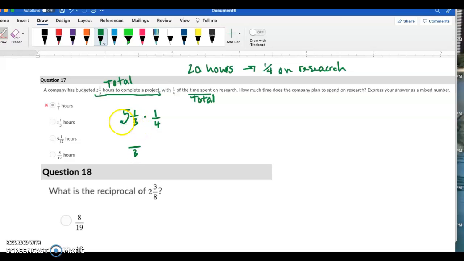So 3 times 5 is 15, plus 1 is 16. So 16/3 times 1/4. And then you're going to do top times top, bottom times bottom, and reduce. So you can finish that one.